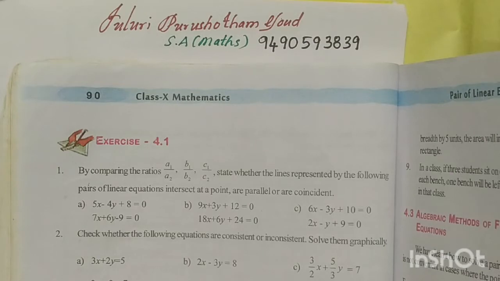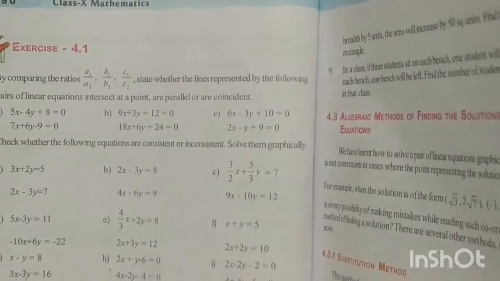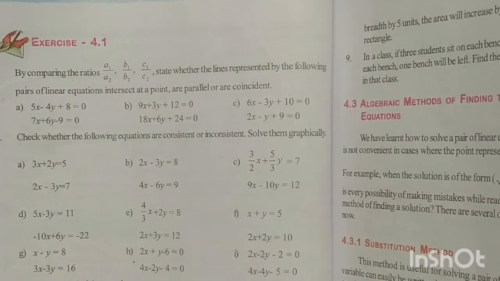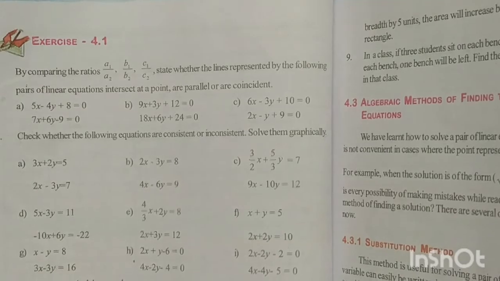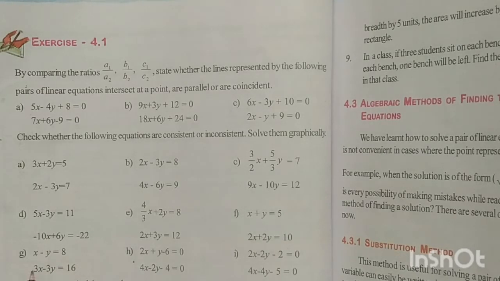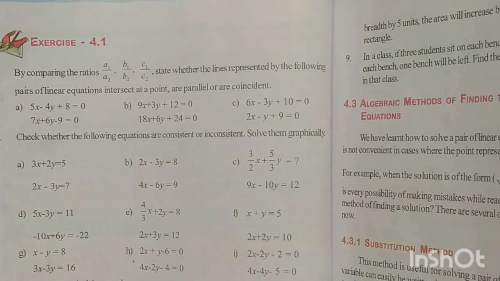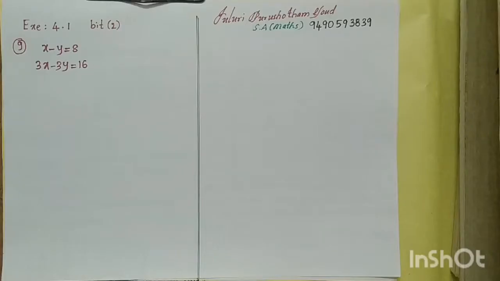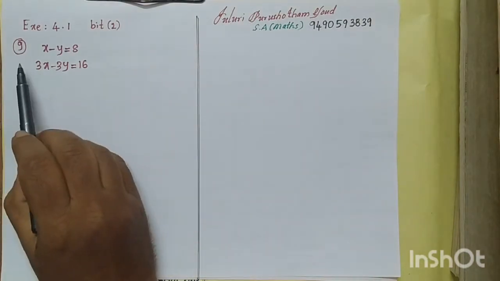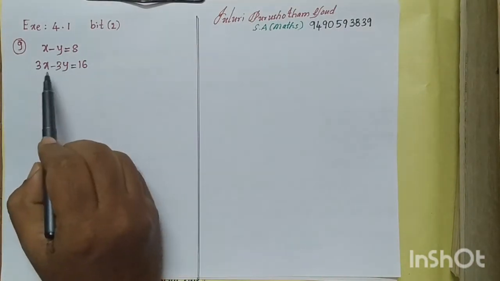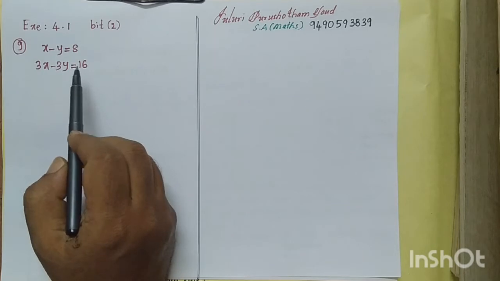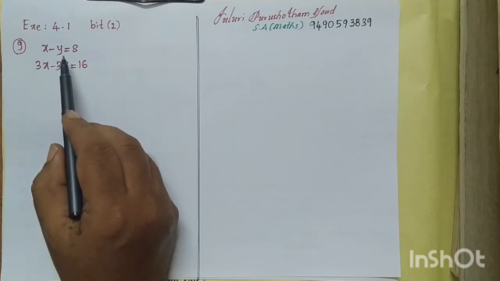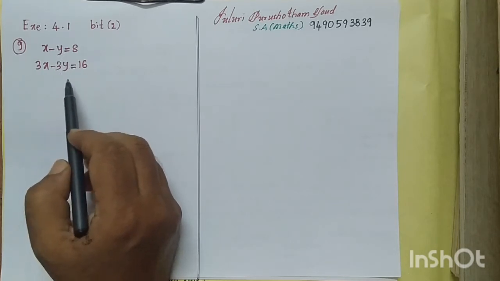Children, today we have to discuss exercise 4.1, second bit, question number G. That is x minus y is equal to 8 and 3x minus 3y is equal to 16. We have to check whether this pair is consistent or inconsistent.